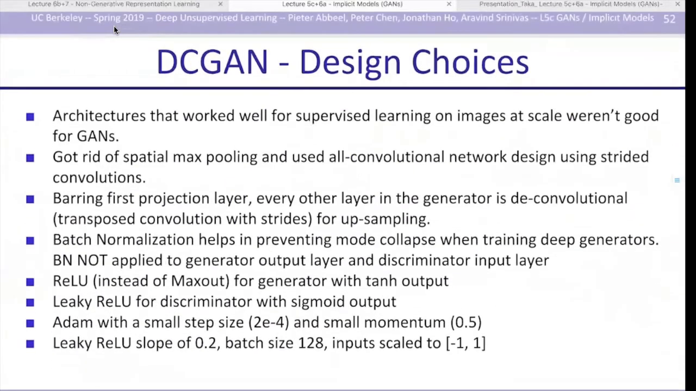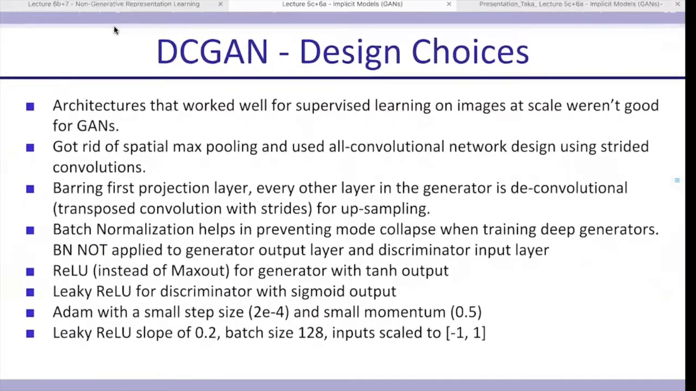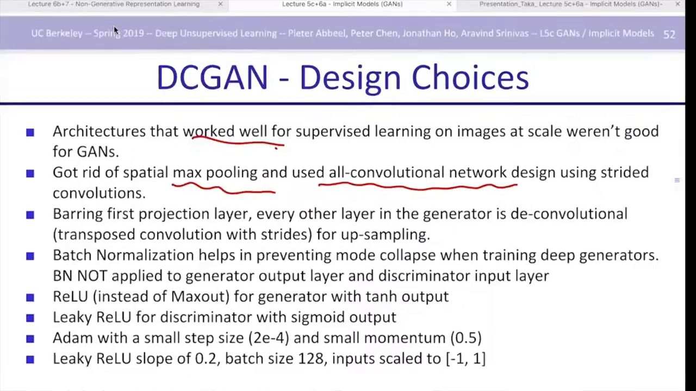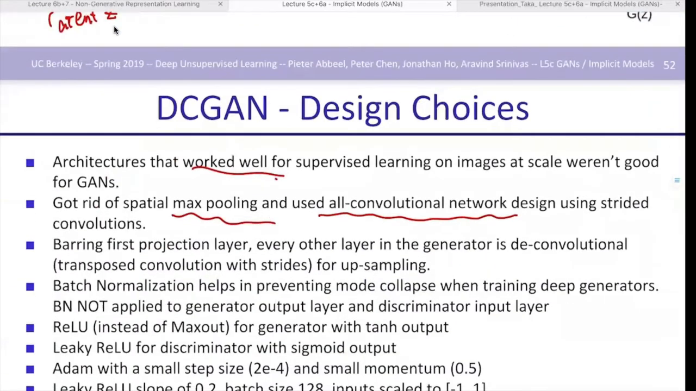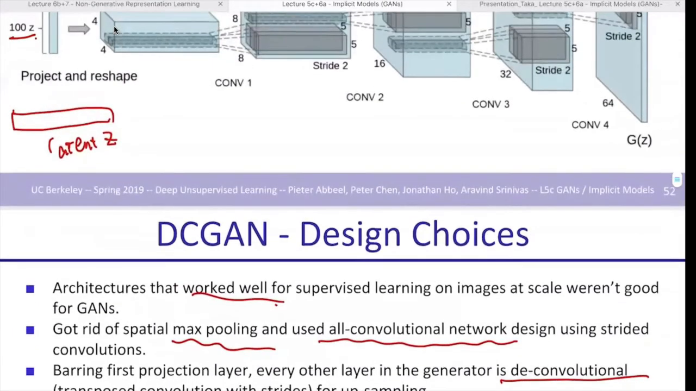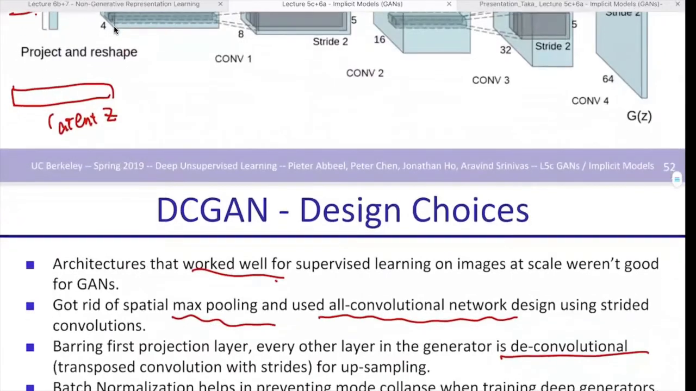So let's introduce this one by one. First, this architecture works well. Second, it gets rid of max pooling in the convolutional network, because this work uses deconvolution. Let's introduce an example of deconvolution.